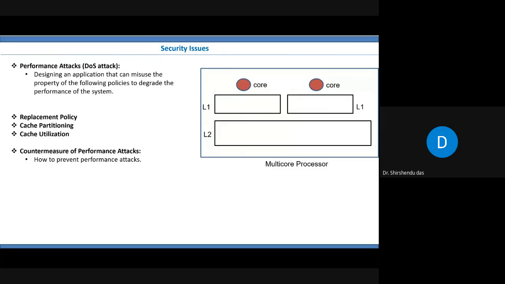I think I have explained the security issues of all this: replacement policy, cache partitioning, cache utilization, all the security issues. So in this course, there are two things. We'll understand all the concepts. Another point is, once you understand all the technical details, try to find out how to attack it.